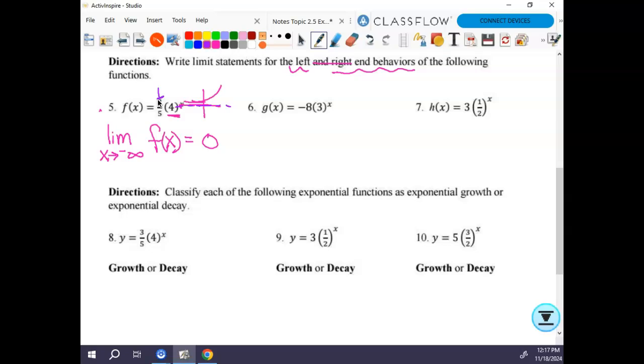But because we don't have a vertical shift here, that's why. Okay, good question. Anything else?